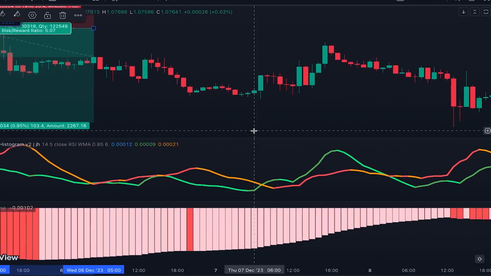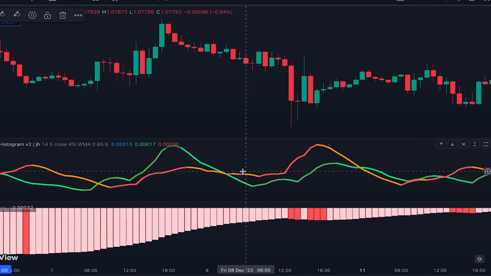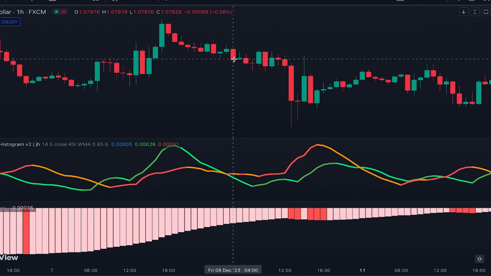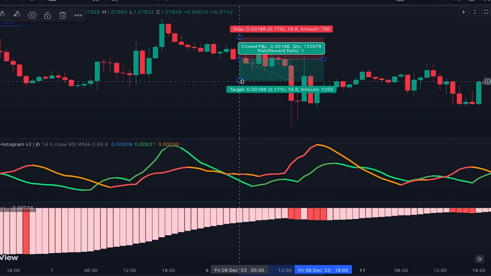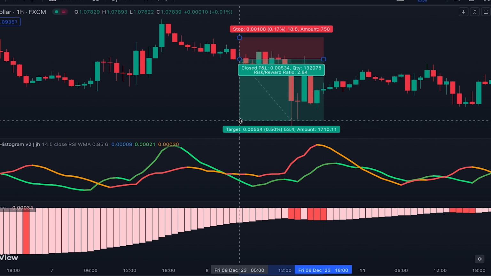Alright, moving on the charts, here again we had another short position signal where the red line crossed above the green line. So another short position can be opened here when this new candle is opened, and this trade is also a profitable trade, as you can see.